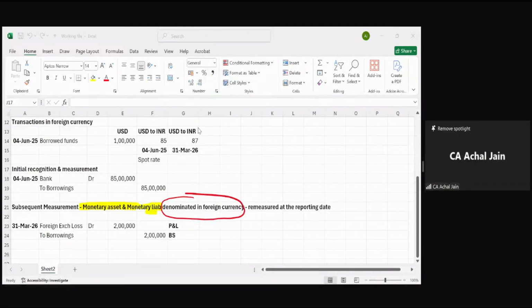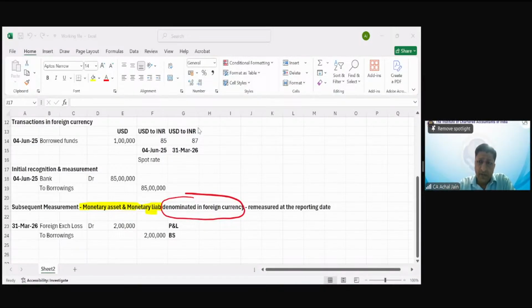Okay, so Charandeep has a question. Charandeep is asking, sir, why is restatement required only for monetary items? Why is it not required for non-monetary items? See, one, that is the requirement of the standard. Number two, if you look at non-monetary items, their very nature is that they are not determinable or not fixed. So that's why you don't apply this criteria to them.